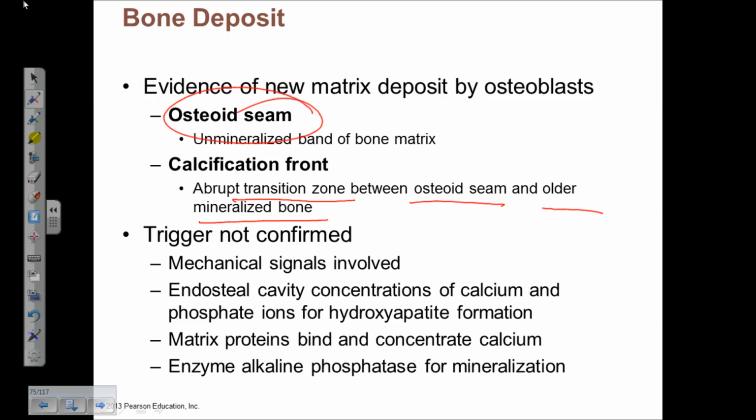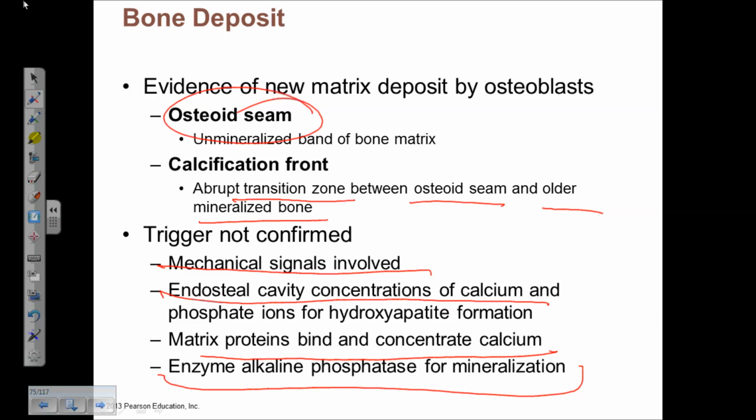What can trigger the deposition of the bone? Probably mechanical signals, probably changes in the concentration of calcium and phosphate in the endosteal cavity. Matrix proteins will bind and concentrate that calcium, and apparently an enzyme called alkaline phosphatase is required for the bone mineralization.